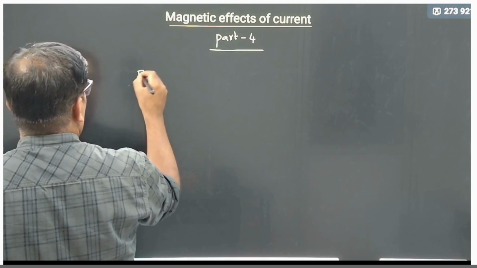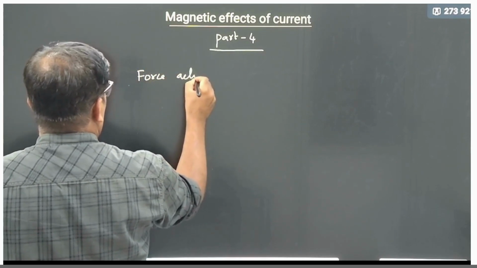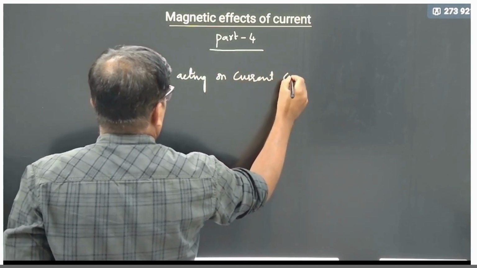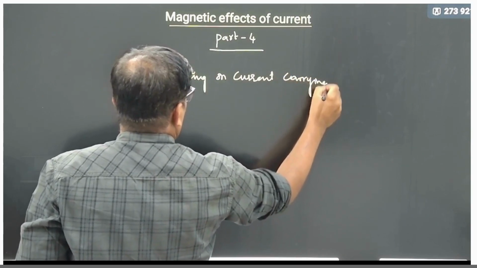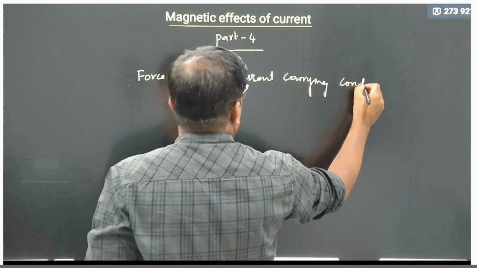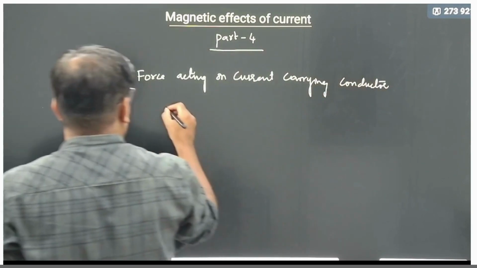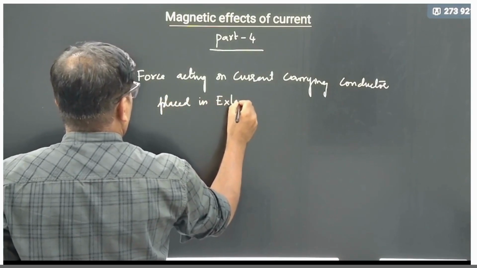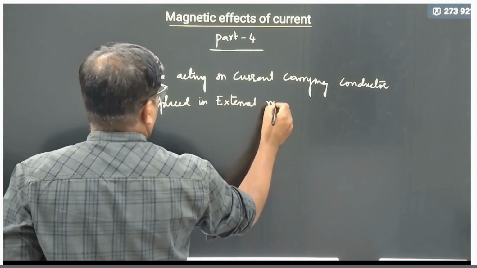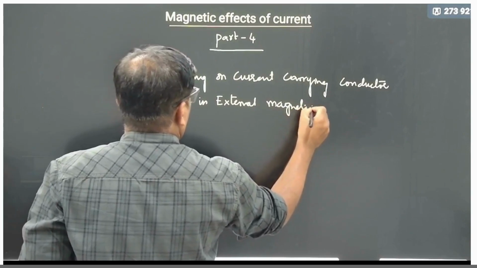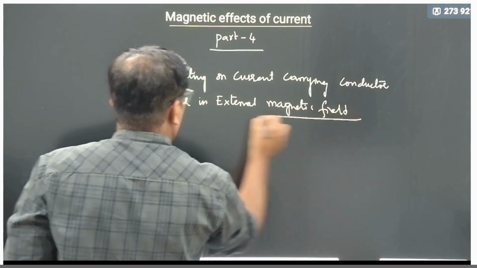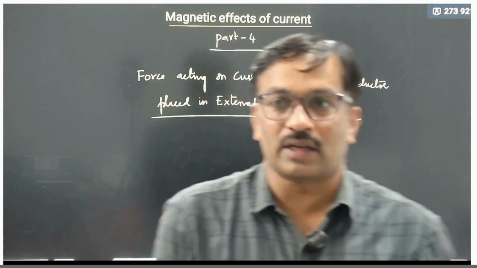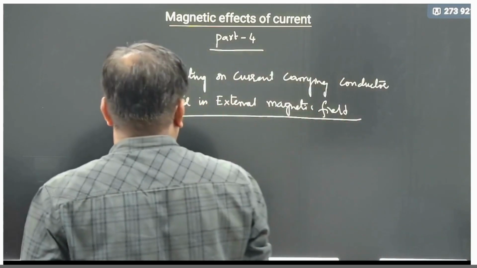So therefore, force acting on a current carrying conductor placed in an external magnetic field, right? This is one current carrying conductor placed in an external magnetic field. So what will happen now?